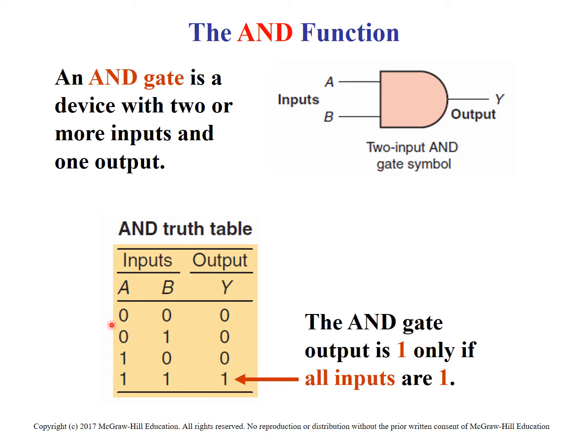What they do essentially is evaluate the output with each one of these states. So if A is equal to 0 and B is equal to 0, the output is going to be 0. If A is equal to 0, B is equal to 1, the output is 0. When A is equal to 1, B is equal to 0, the output is 0. And finally, when A and B are both on, then the output does turn on. That's what they're trying to get to there.